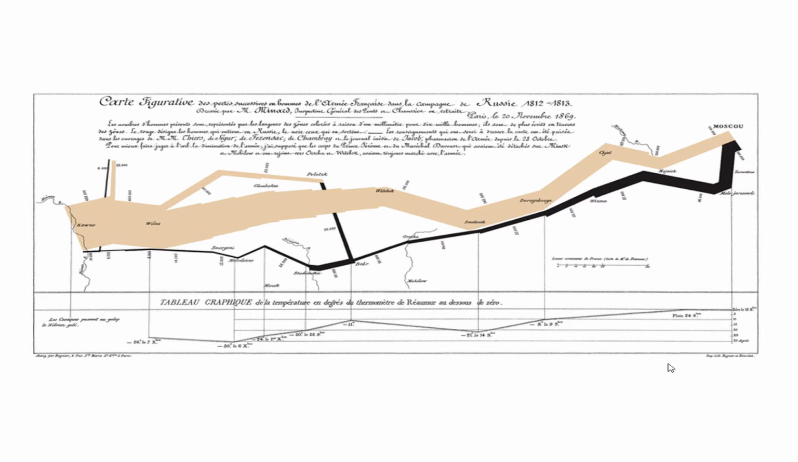Minard also included a second chart showing the temperature on various days during the retreat. Of course, he used different temperature units, but the coldest part of the retreat was around 937.5 degrees centigrade. Edward Tufte, who will be mentioned later, has called this chart probably the best statistical graphic ever drawn.